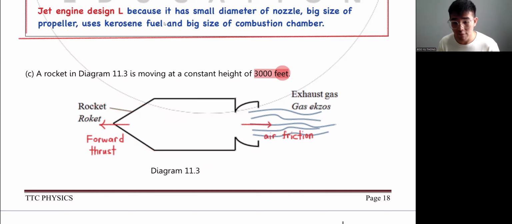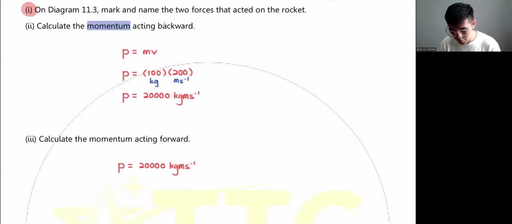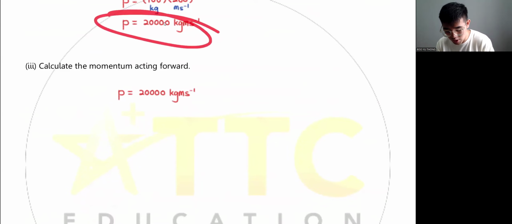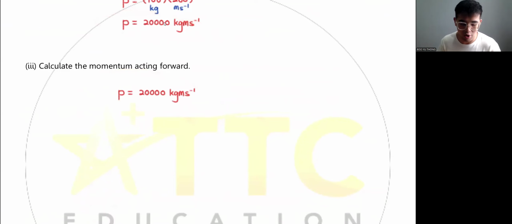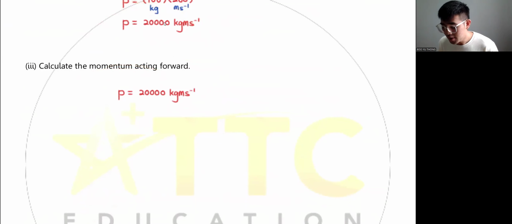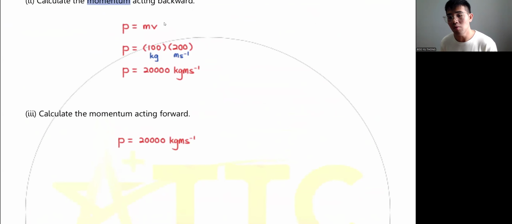Right? Because the rocket is moving forward. Do you know the mass of the rocket? No. Do you know the speed of the rocket moving forward? No, you don't know. So if you don't know the mass of the rocket and how fast it is moving forward, there's no way you can calculate the momentum. But like I said, according to the principle of conservation of momentum, the backward momentum acting on the object is equal to the forward momentum. So they should have the same magnitude. Okay? Done. Then we move on to the next question.